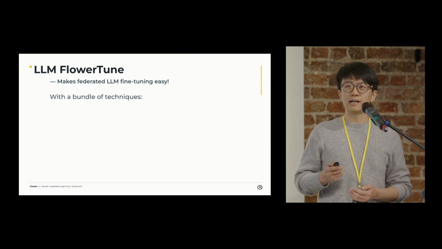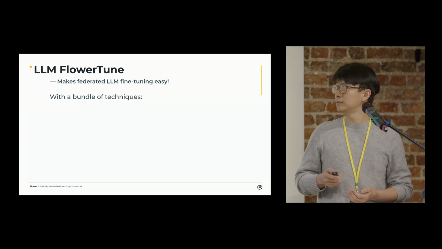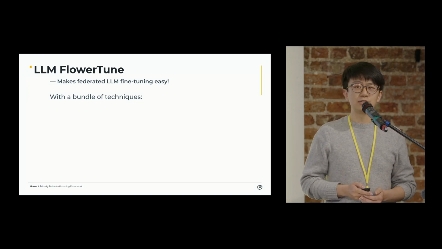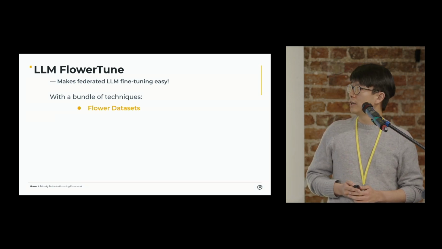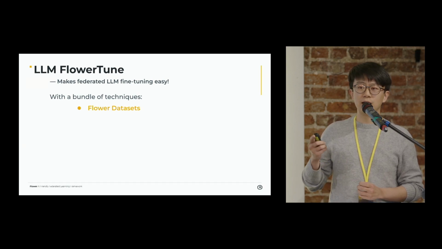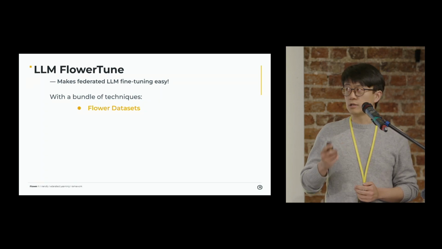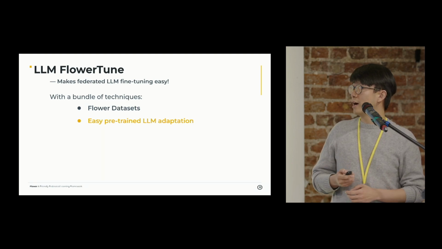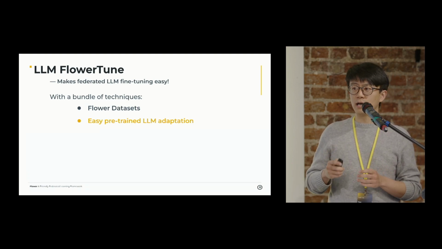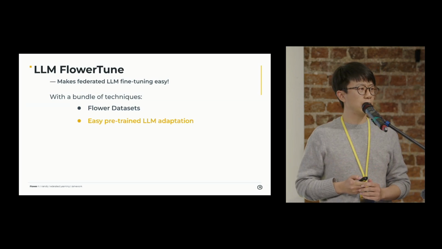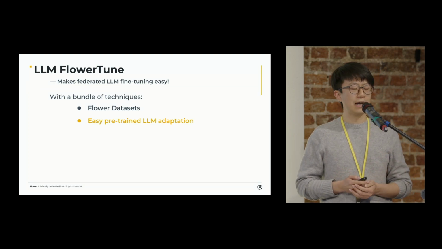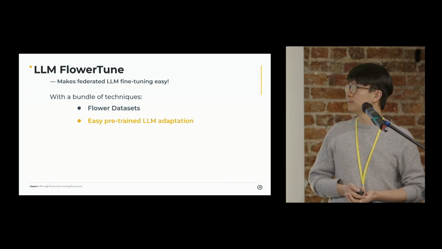So how does LLM Flower Tune work? It basically integrates a bundle of techniques. It includes the Flower dataset, used to download, partition, and do the pre-processing on the training data. And easy pre-trained LLM adaptation, which means you can easily choose whatever base model as a starting point for the LLM fine-tuning, for example, Llama 2 or any other popular pre-trained model.